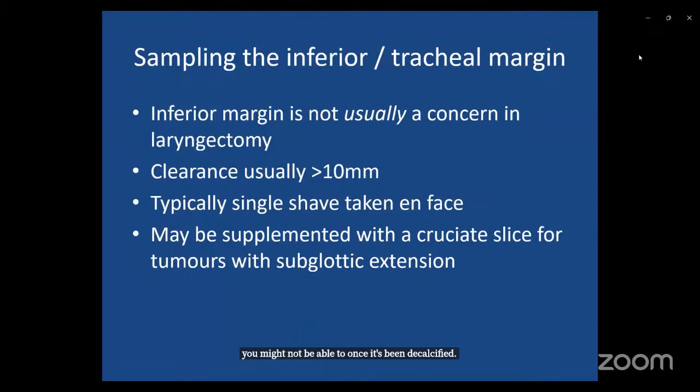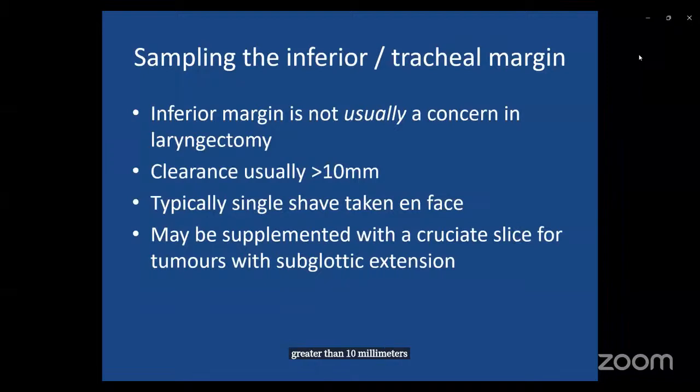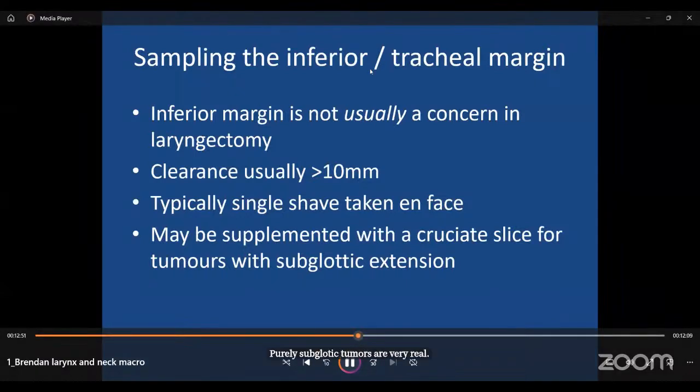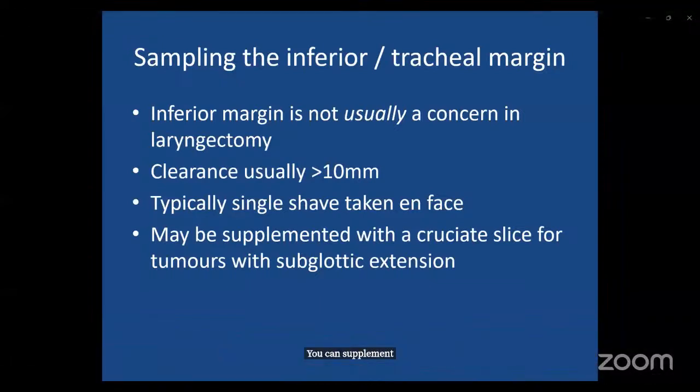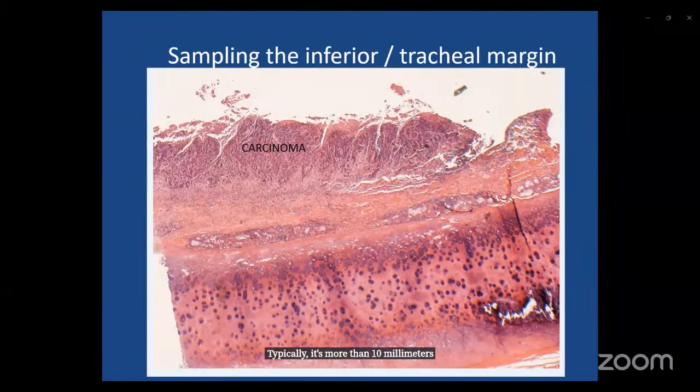The inferior and tracheal margin is usually not a concern in laryngectomy, and the clearance is usually greater than 10 millimeters. Most tumours are glottic or supraglottic. Purely subglottic tumours are very rare. It's typically a single shave section taken on fast, but you can supplement it with a cruciate slice if it's got a deep subglottic extension, if you want to measure it, but typically it's more than 10 millimeters.